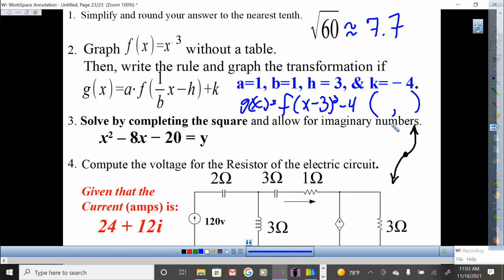Tell your neighbor. Our new vertex for that transformation. Yeah, I heard 3, -4. So that means we would move this one 3 to the right, 4 down. So it would be somewhere down here. And that would be my g of x. Hands if you got something like that.